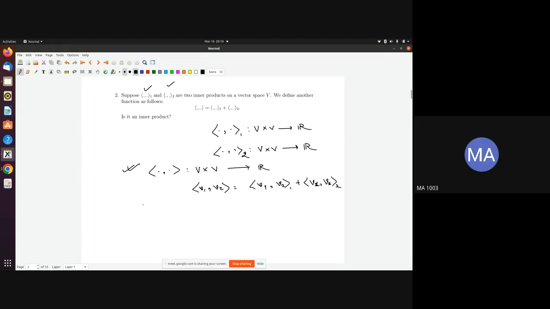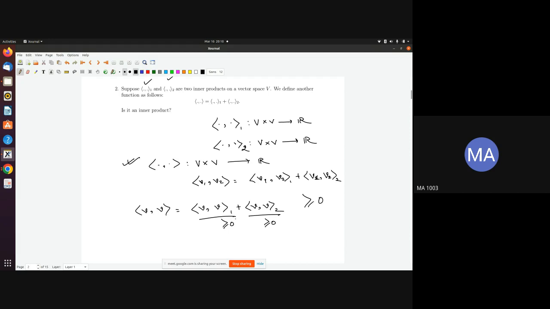How would it satisfy? Sir, because you're adding two positive numbers, they'll always be greater than or equal to 0. So that is fine. If I take V, V, this is greater than or equal to 0, and this is also greater than or equal to 0, right? Because they are inner products. So the sum is obviously greater than or equal to 0.